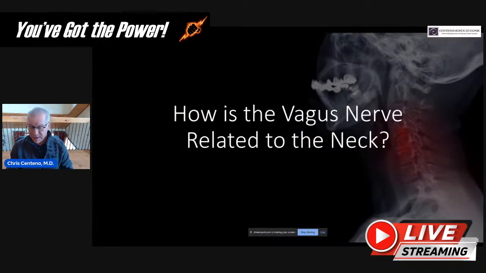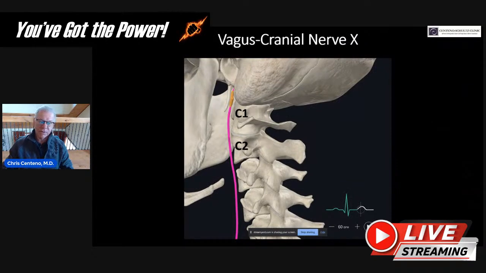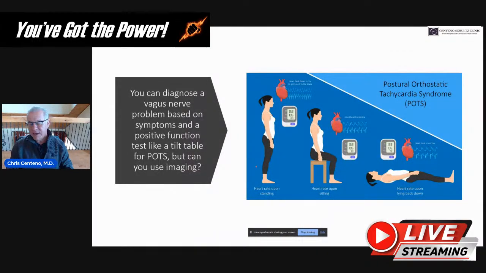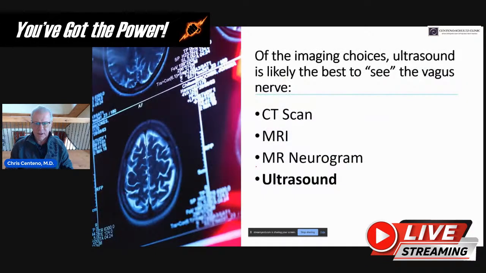So the vagus nerve is related to the neck. We've been over this one before, is that it goes right in front of C1, C2 here. So if you've got C1, C2 instability, you can certainly get irritation of the vagus nerve. Same thing with C2, 3 instability, etc. And obviously, a lot of our patients come with the diagnosis of POTS. So their vagus nerve problem is causing them to have heart rate and blood pressure issues when they are going from lying down usually to sitting up or standing up.